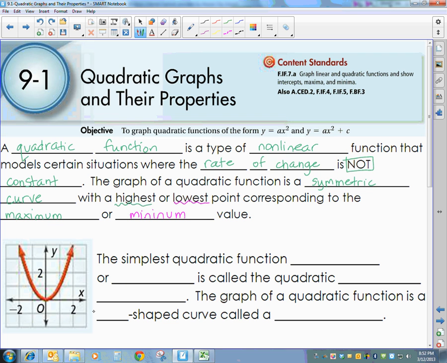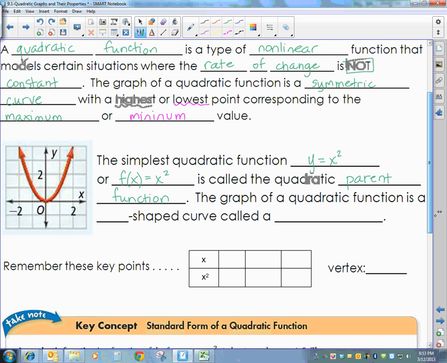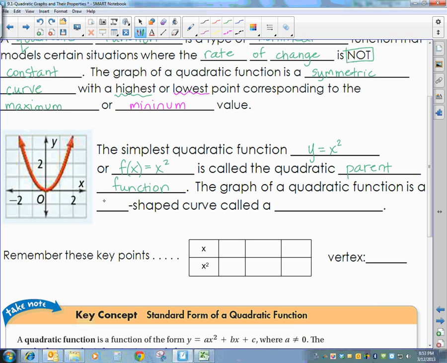Now, here's a picture of a quadratic function. It is the simplest quadratic function that we have, and so its equation would be y equals x squared, also written as f of x equals x squared, and it is called the quadratic parent function. Okay, it's the parent because it's the one that we're always going to refer back to. And the graph of a quadratic function, hopefully you can tell by this graph what letter that looks like. So that's why we call it a U-shaped curve, and the fancy name for it is parabola.